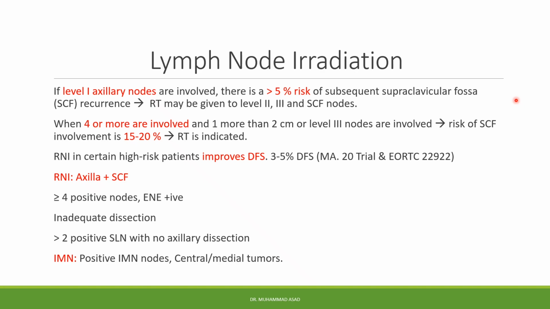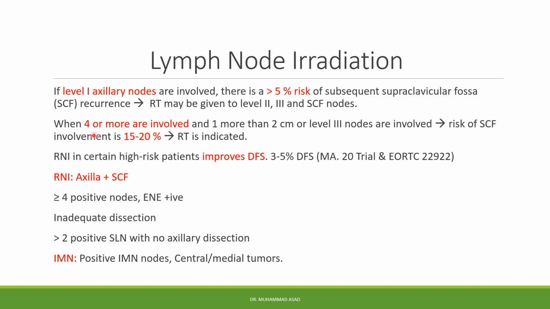Regarding lymph node irradiation, when 4 or more positive nodes are present, lymph nodal irradiation is indicated. When extranodal extension is positive, if there is inadequate dissection, and when there are two positive sentinel lymph nodes with no axillary dissection, again lymph node irradiation is done. And regarding internal mammary nodes, if they are positive, they are irradiated, and when the tumor is central or medial, again internal mammary nodes are included in radiation.